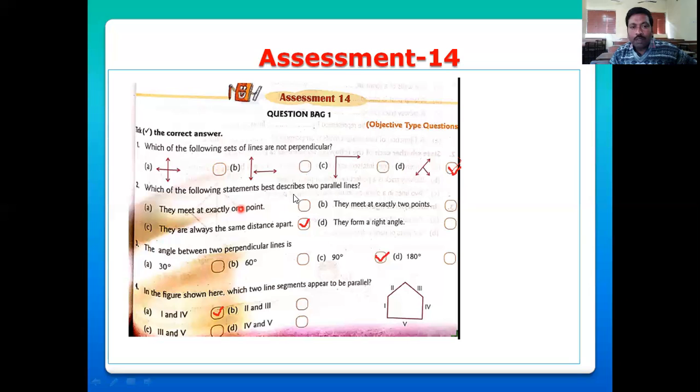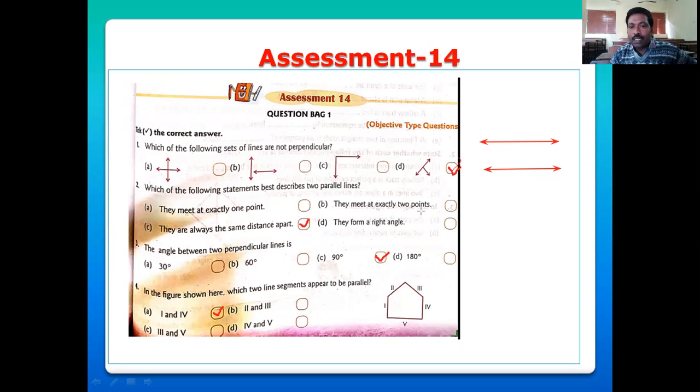Which of the following statements best describes parallel lines? So first of all, what are parallel lines? Lines which never meet are called parallel lines. And here we see these are parallel lines, and here are also parallel lines. They never meet. So the statement that they meet at exactly one point does not describe parallel lines.